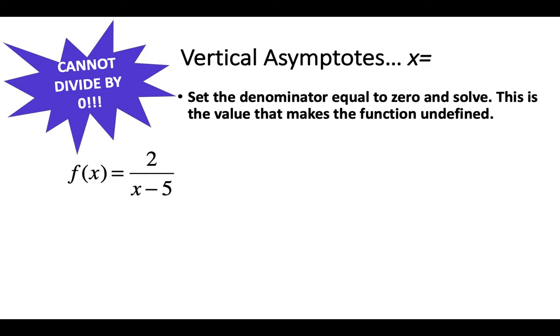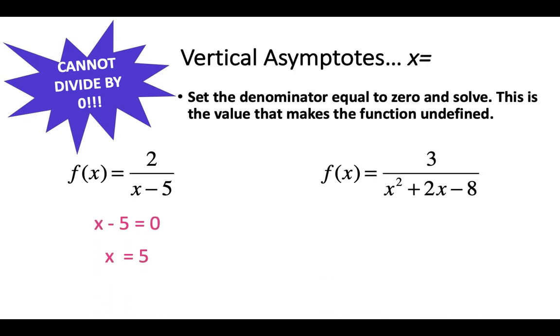So here, x minus 5, if we set that equal to 0 and we solve for x, we get x equals 5. So we know that we have a vertical asymptote for the function on the left that's x equals 5.